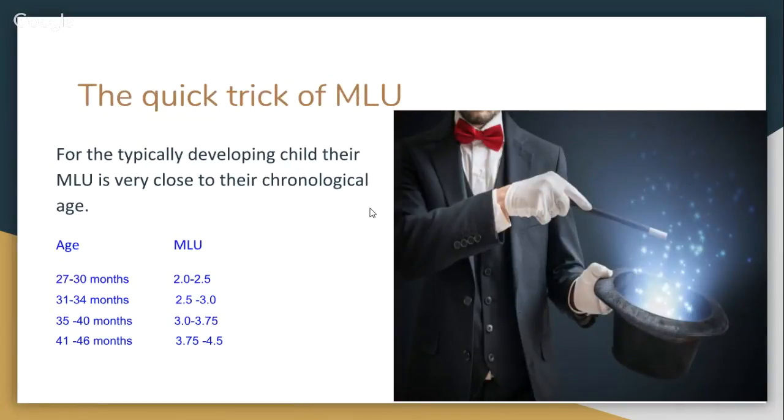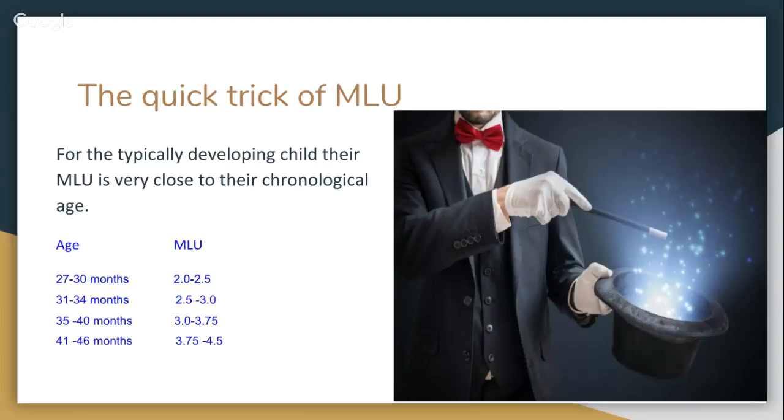Now, when we're calculating MLU, you would certainly collect a sample that is longer than just 4 utterances of a child. In fact, we try to collect 50 to 100 utterances from the child in order to truly say we have an average. There's a kind of a quick trick to thinking about MLU. Typically, the MLU is very close to a chronological age. So for a child that's between, say, 27 to 30 months of age, we would expect their average sentence length to be between 2 and 2.5. If they were closer to their 3rd birthday, their MLU would also be closer to 3.